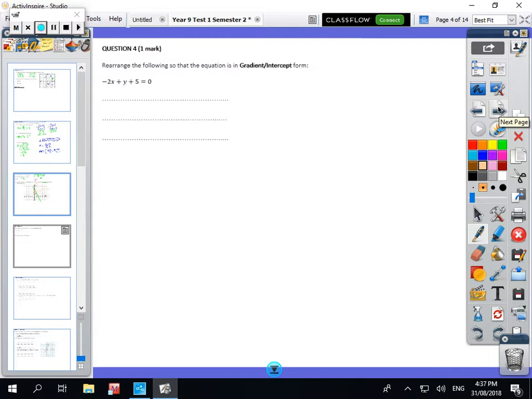Rearrange so that y is in gradient-intercept form, so we're trying to get it into this form. Okay, so y is positive, so we don't need to move that. We need to move the minus 2x, that becomes plus 2x, move the 5, and that becomes minus 5. That's the answer.